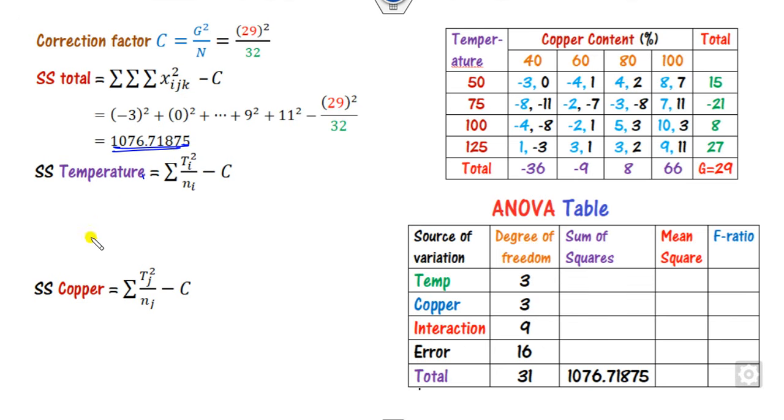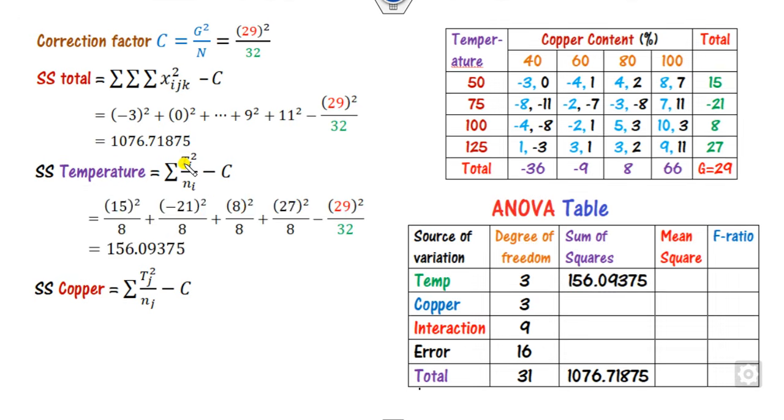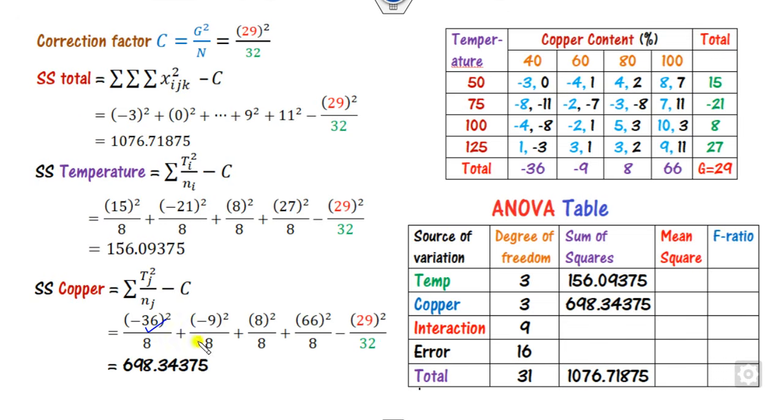How do you find the temperature? You can see this is 15. You can substitute here. There is 15 squared. How many elements are there in this? 8. Here minus 21 squared, 8, and so on. Similarly for the column-wise, this is minus 36. How many elements are there? Again there are 8 elements, and so on. You will get the answers here.